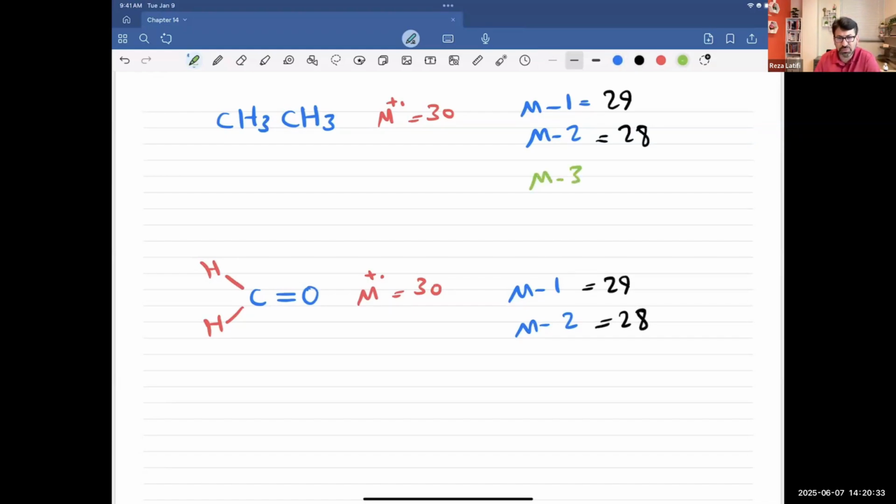How about m minus 3? Can I have m minus 3? If you subtract 3 hydrogen from it, what do you get? You get 27. Okay, put a star on this.